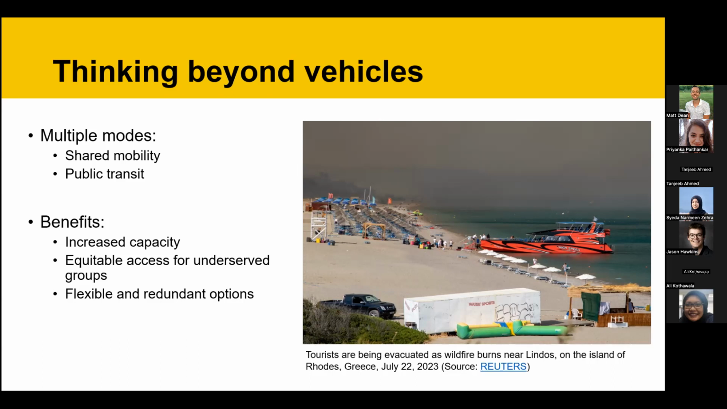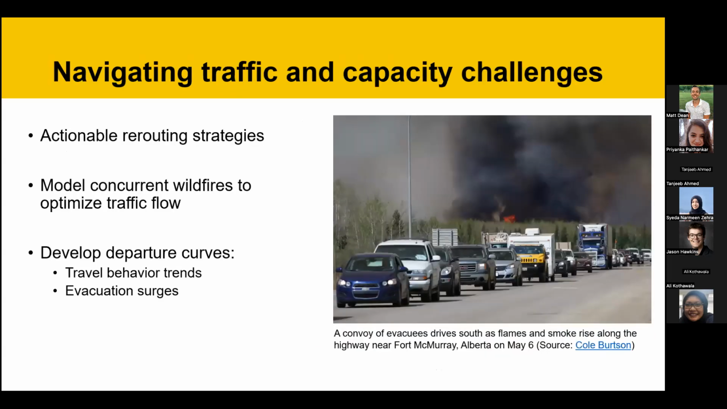Exploring a diverse range of transportation modes in wildfires can lead to more resilient and efficient evacuation processes. While safety concerns must be addressed, these modes offer flexible and redundant options for evacuees, especially those without access to vehicles or public transit. Rerouting strategies can address congestion and potential exposure to smoke and wildfire heat during evacuations.